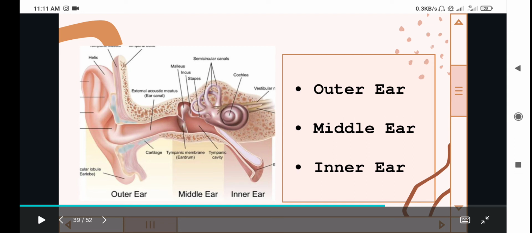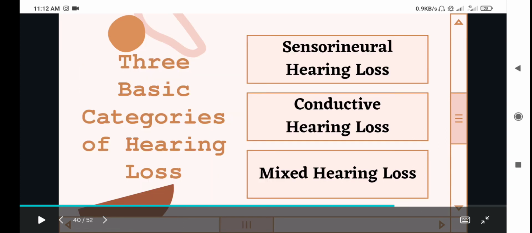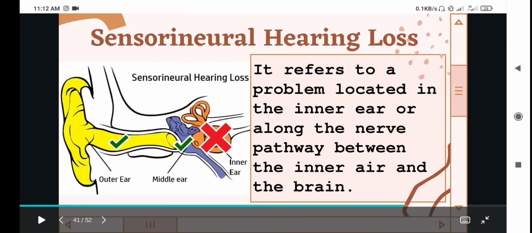When all three sections of the ear work together in unison, hearing is seamless. The sound waves are directed through the ear to the hearing processing center in the brain. However, when there is a breakdown along the way, a person can experience mild to severe hearing loss. Let's explore the main types of hearing loss. We have three basic categories: sensory neural hearing loss, conductive hearing loss, and mixed hearing loss. Sensory neural hearing loss.